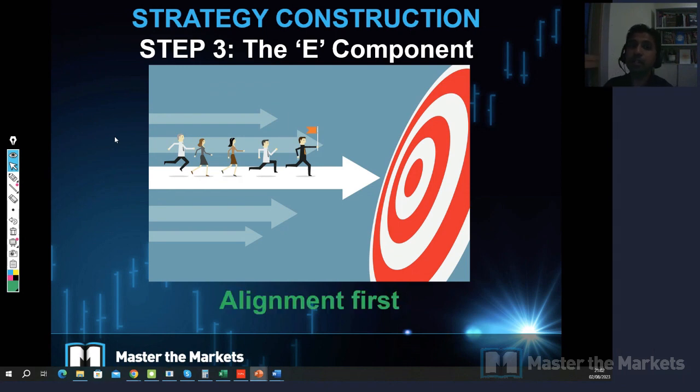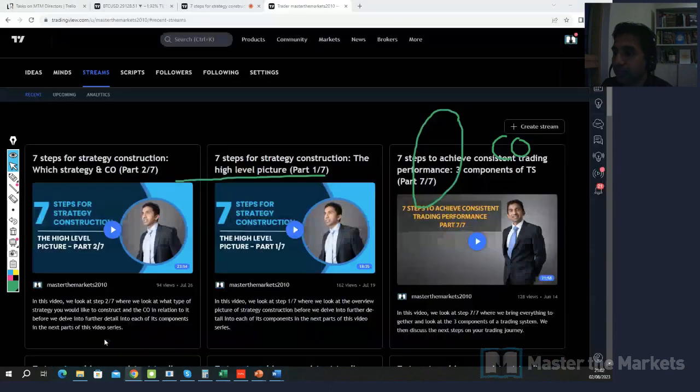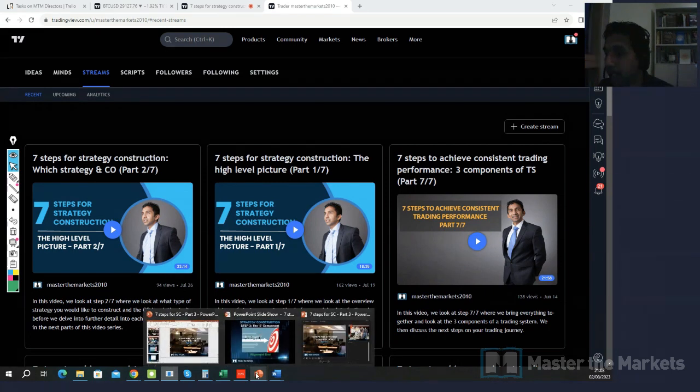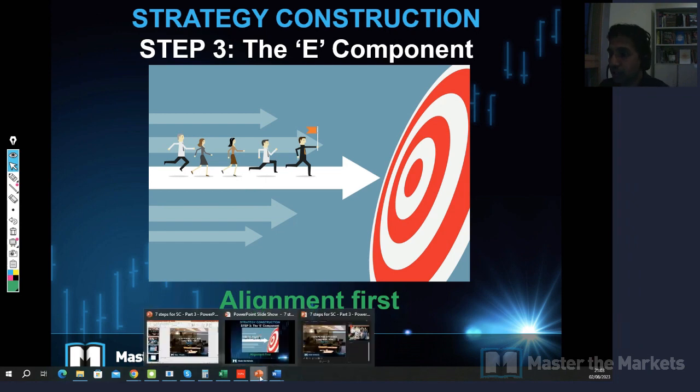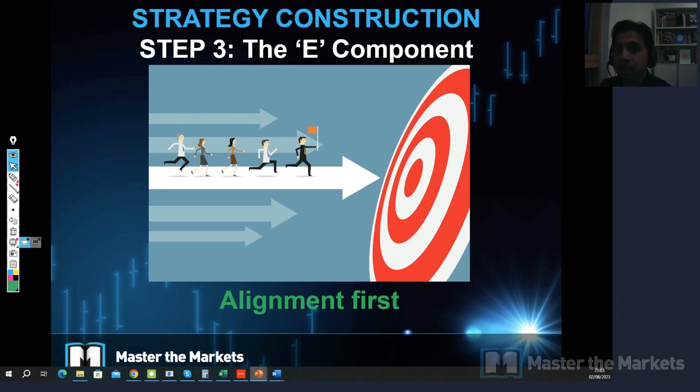Okay, alignment to what, you may say, just like what we got here, the image, right? Alignment to what is this over here? That is the CO that we went through in our previous videos. Okay, so if I go on to here, let me see if I can show you that. There you go, right? Which strategy and CO, definitely go through that video. The CO, as a recap, is called the concept and the objective of the strategy. So the entry rules that you choose, traders, should be in alignment with your CO, your concept and objective of the strategy. So that is what we are talking about in here.